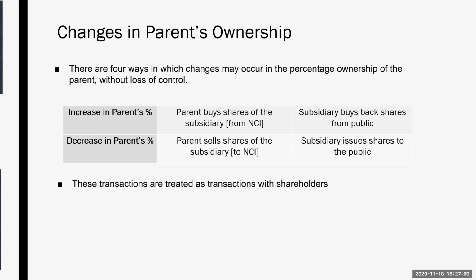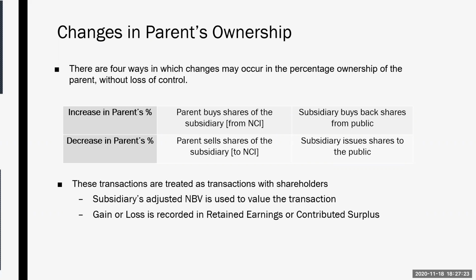These transactions are treated as transactions with shareholders, and we use the subsidiary's adjusted net book value to compute the value of the transaction. Any resulting gain or loss from the point of view of the parent company is recorded in retained earnings or in contributed surplus as the situation might warrant. And no recalculation of acquisition differential or goodwill is needed.